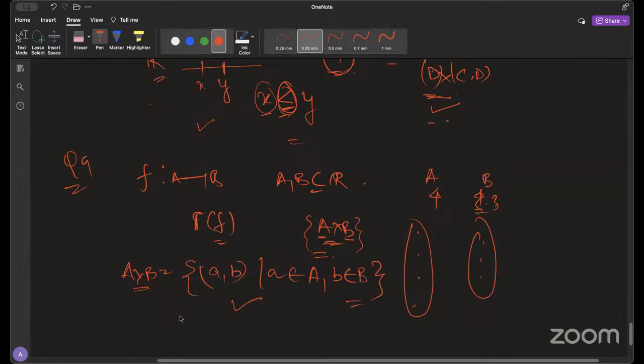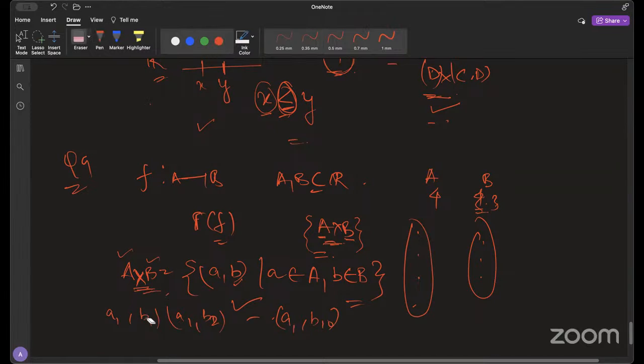Yes. So you need to consider every element of B here and every element here. If there are 10 elements here and 10 elements here, you'll have to consider every possibility: A1, B1, A1, B2, till A1, B10. You have to consider every possibility that's there. That's what Cartesian product means.